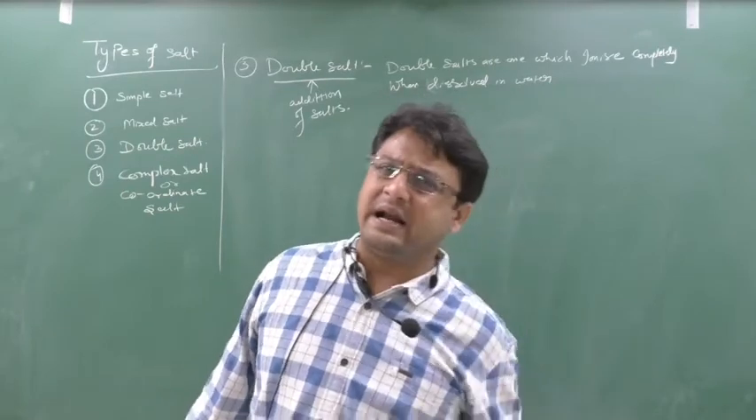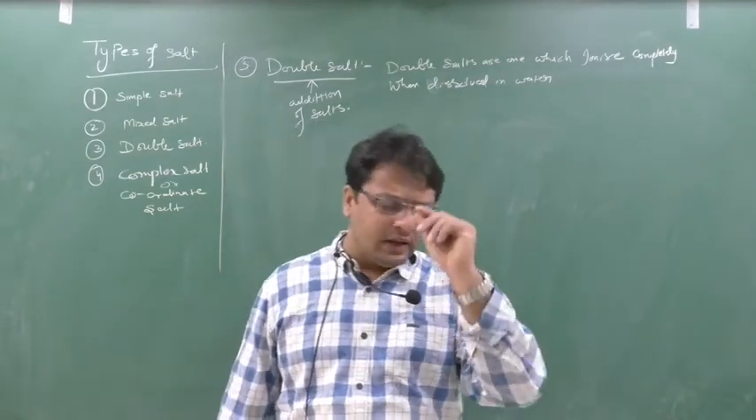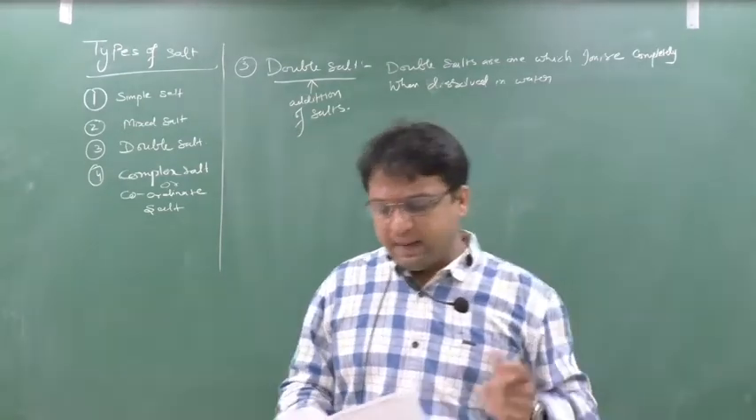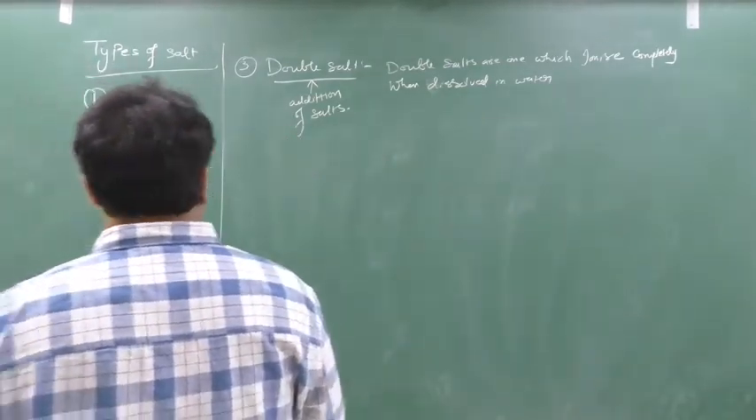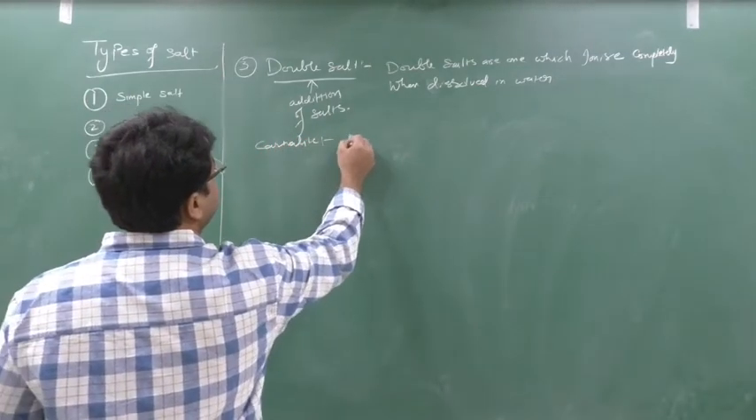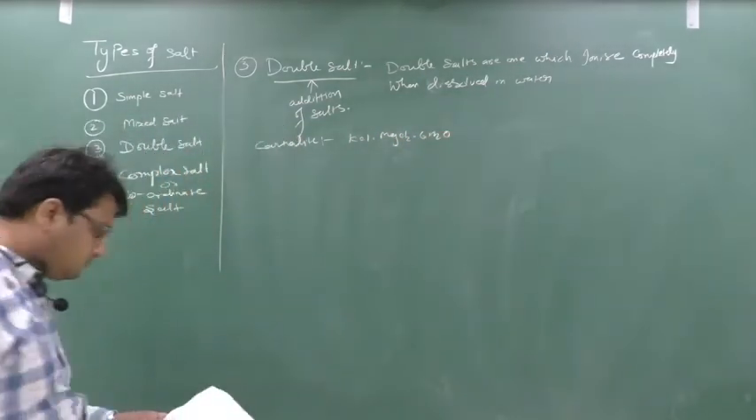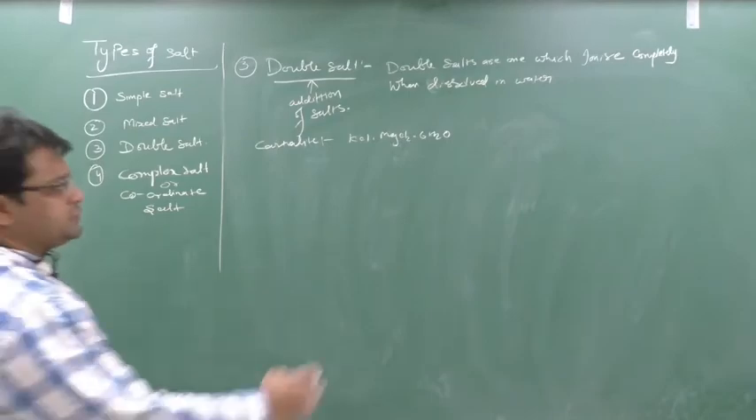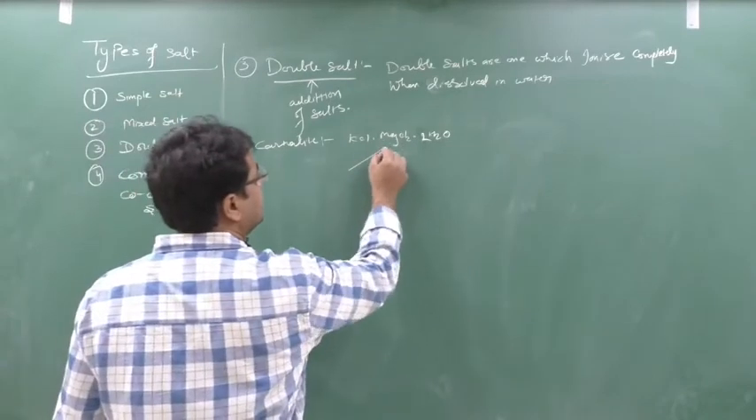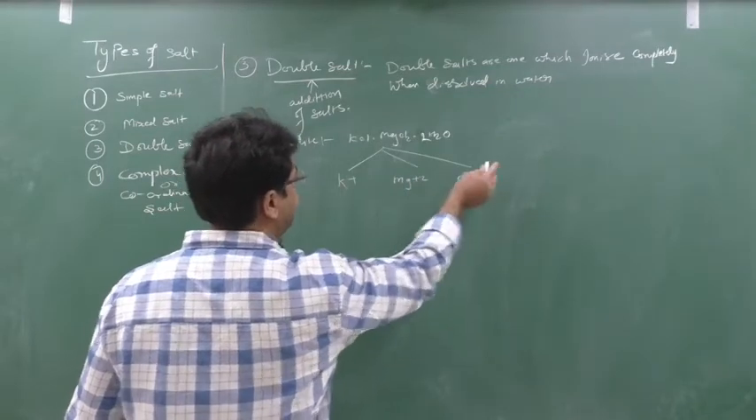The best example is carnallite. Remember when I did S block and P block, at that time I gave certain minerals of certain elements, and we did carnallite. So the first example is carnallite: KCl, MgCl2 into 6H2O. Sorry, into 2H2O. When you dissolve this salt in water, it will liberate each and everything. It will liberate K plus, Mg plus 2, Cl minus. Any other? No.